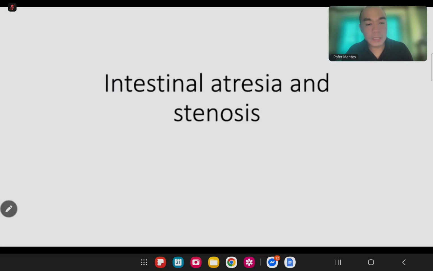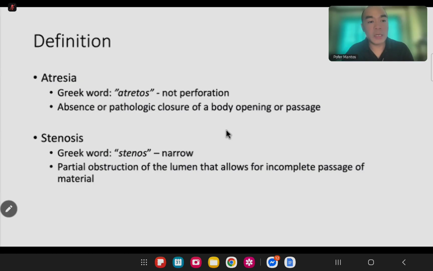Next, the congenital anomalies are atresia and stenosis. Atresia means there's an absence or a pathologic closure of a body opening, while stenosis is just a narrowed lumen. So there's no total obstruction there yet.